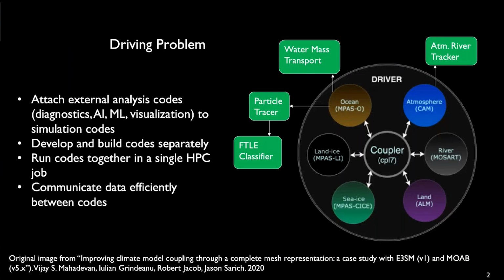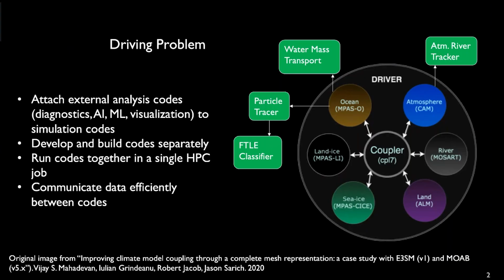We're familiar with your E3SM coupled climate system, and the driving problem here is how do we attach additional codes, be they analysis, visualization, MI, ML, to the outside of what you already have in your workflow. And also, how do we develop and build these codes separately so that they're not function calls or subroutine calls inside E3SM, but they're totally separate executables in different languages, having their own set of dependencies, build systems, whatnot.